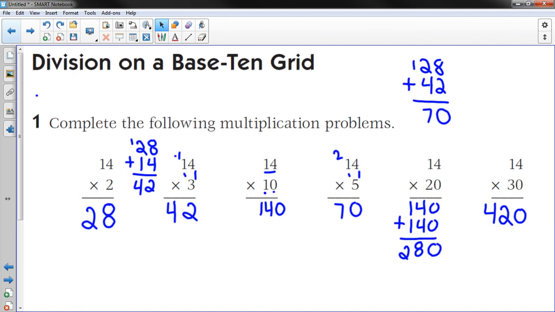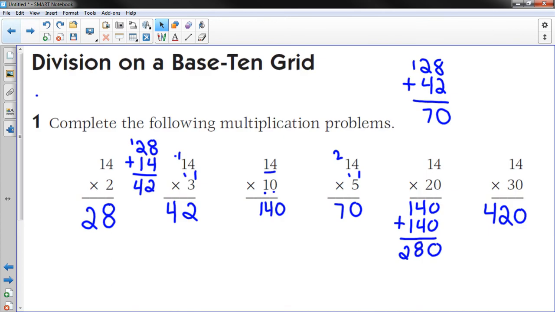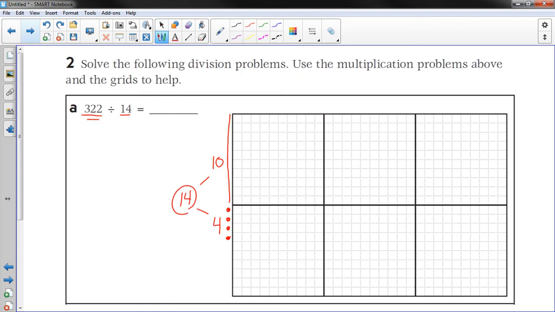So let's think about how many 14s we can get into 322. If I look up above, how close can I get to 322? Well, 14 times 20 is 280. That's a good one because that's close. So let's use 14 times 20. This is where the top part works. We're going to put the 20 up above. This is 10, and this is another 10. Oops, that makes 20. Excuse me.